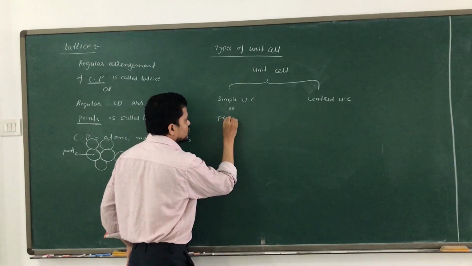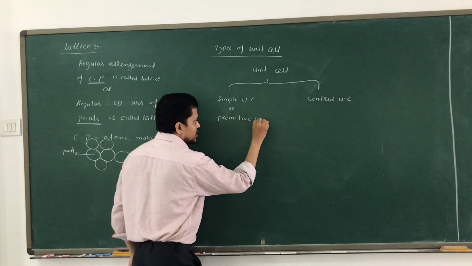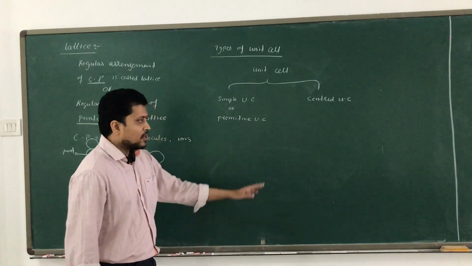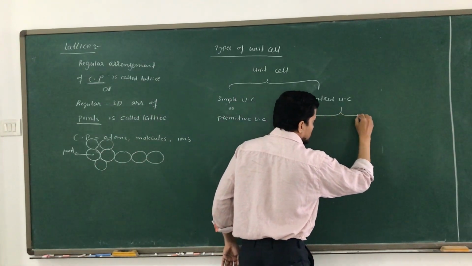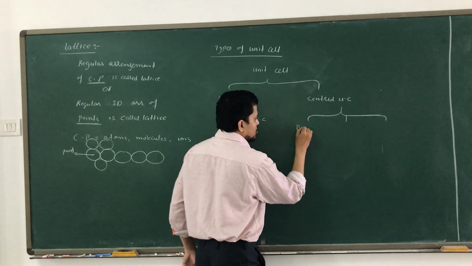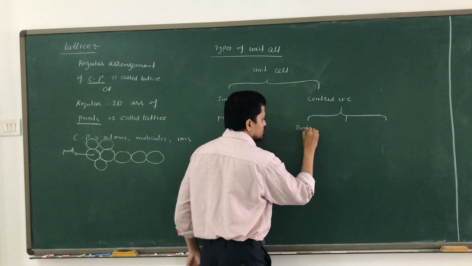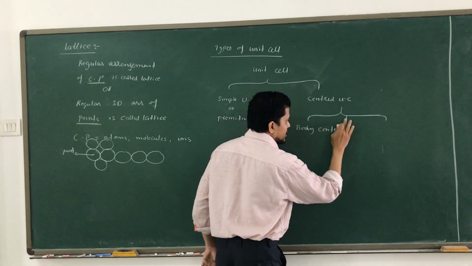So don't be confused with this. Primitive is nothing but simple only. It is also called as primitive unit cell. But centered unit cell, again we are having 3 types. So I am just making over here. So first one is body centered.